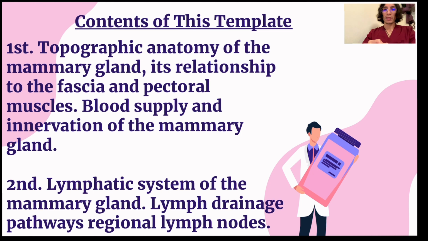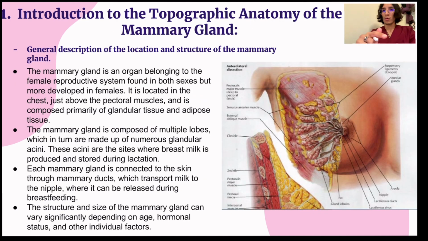Contents of this presentation. First, topographic anatomy of the mammary gland, its relationship to the fascia and pectoral muscles, blood supply and the innervation of the mammary gland. Second, lymphatic system of the mammary gland, lymph drainage pathways, regional lymph nodes. Okay, first, introduction to the topographic anatomy of the mammary gland.